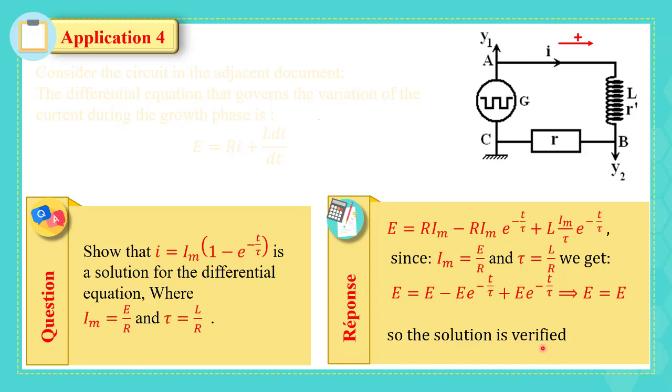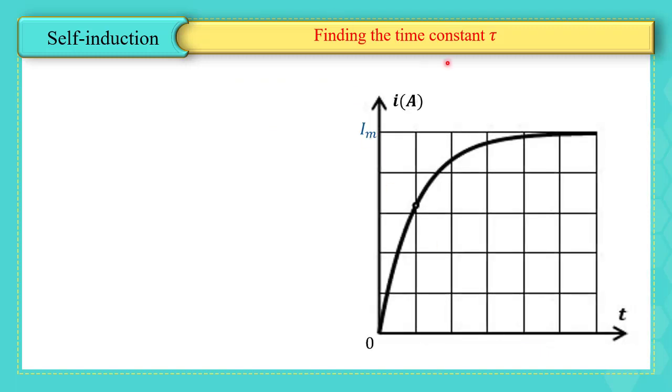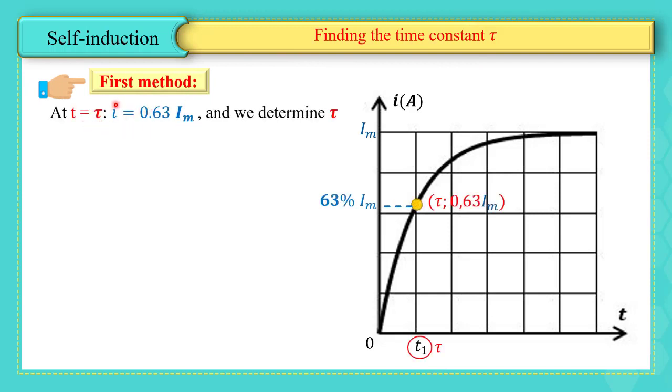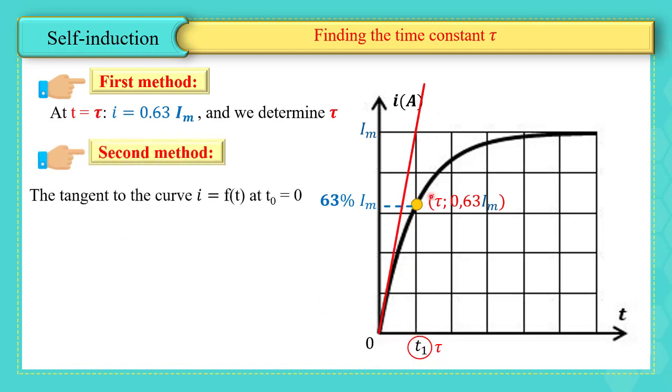Now, in order to find the time constant tau, we have two methods. The first method, simply for t equal tau, I will be equal to 0.63 I maximum. So graphically, we search for I equal 63% of I maximum, and the abscissa of this point is tau. The second method is by calculating the slope of the tangent to the curve at t equal 0. As we know, the tangent to the curve I of t at t equals 0 has a slope equal to di over dt at t equals 0.